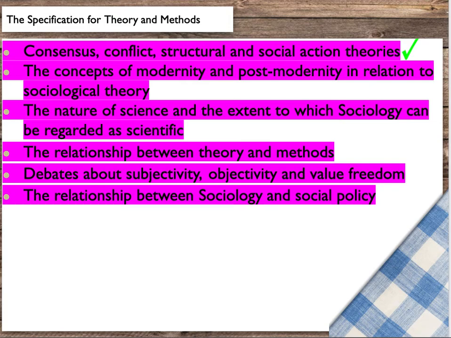We have now looked at all of the main points in relation to this first bullet point from the specification. This is vital for Paper 1 and Paper 3 theory and method sections, but will also help you with all other parts of sociology as well. A good knowledge of theory is essential for any sociology student. Next time, we'll look at the next bullet point on the specification, that is, the concepts of modernity and postmodernity in relation to sociological theory.